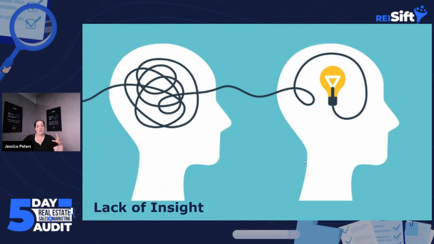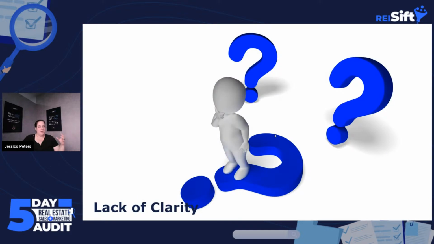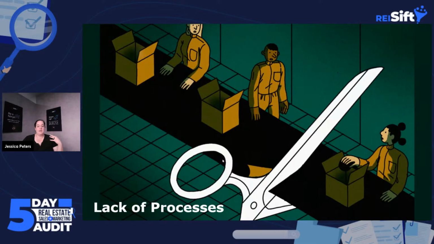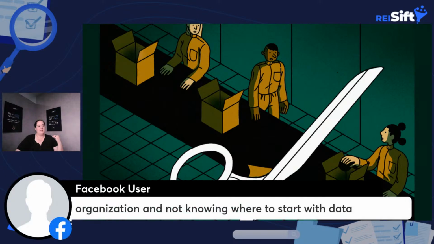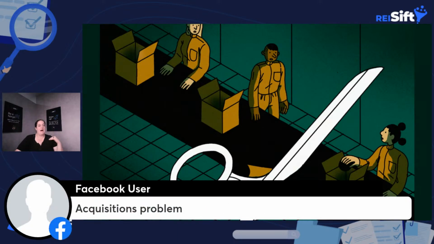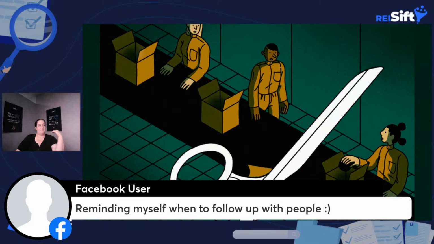Another one that we really encounter often is clarity. So knowing how to follow up, how often to follow up, where to start, answering those questions and knowing what to do. And so that really comes in with a lack of processes. When we're talking about where to start with our data, how to follow up with people, how to handle the acquisitions process, that is really about a lack of processes often. And if we can develop those processes, then we can get into a state of business where these things are kind of handled uniformly every time.